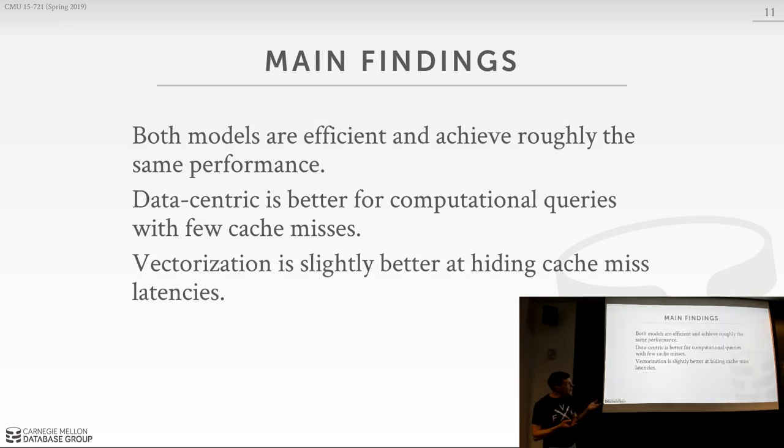The other main takeaway also is that the Hyper approach, the data-centric push model, is better for computational queries with fewer cache misses, because you can ride along and execute the pipeline of instructions for that single tuple for as much as possible. But as soon as you have cache misses, then the vectorized approach is better. Okay?